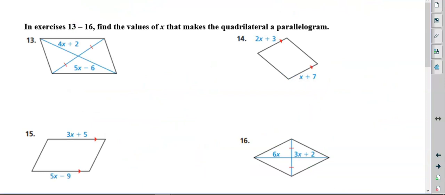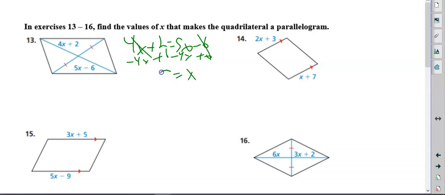Okay, so the diagonals bisect each other, so simply 4x plus 2 is equal to 5x minus 6. Subtract 4x, add 6, x is equal to 8.